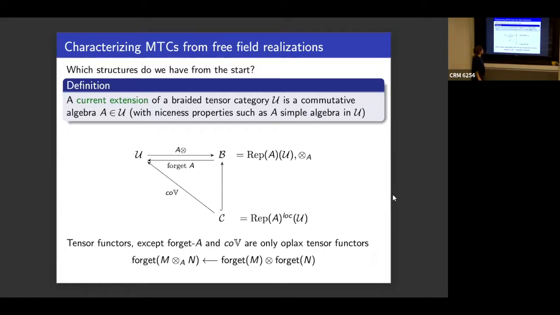And then what are all the functors we have? We have our tensor category U. We have representations of A over U with a tensor product over A. And we have the local modules. Somehow I'm trying to reverse the orbifold. And sometimes that's conceptually easier because there's no orbifold. You just do a simple current extension. It's not a simple current extension, right? This can be an arbitrary algebra. And now let's fix all the data we have.